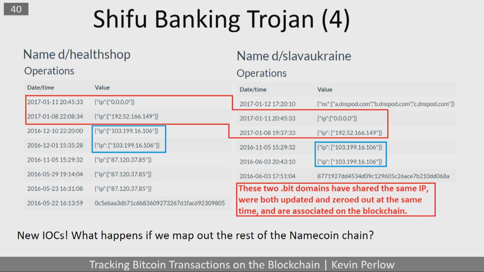And so that's what we have right here. If you compare them side by side, you'll see in the blue, you'll see some of the same IP addresses. You'll see that they were zeroed out on the 11th at the same time. So those are some pretty good data points. We would say with almost near certainty that the same people were operating these domains.